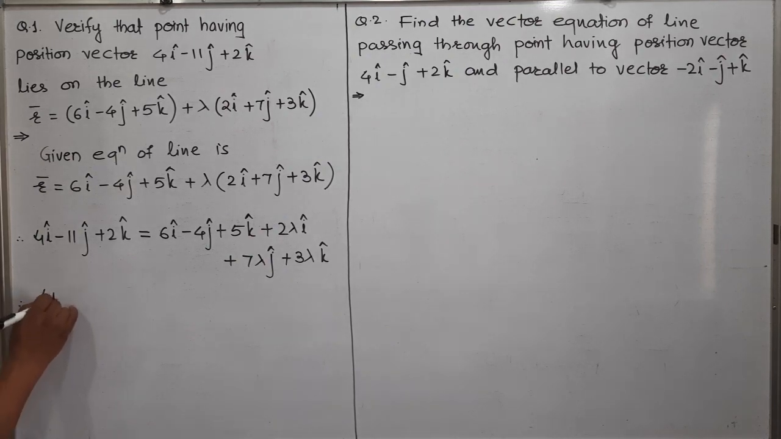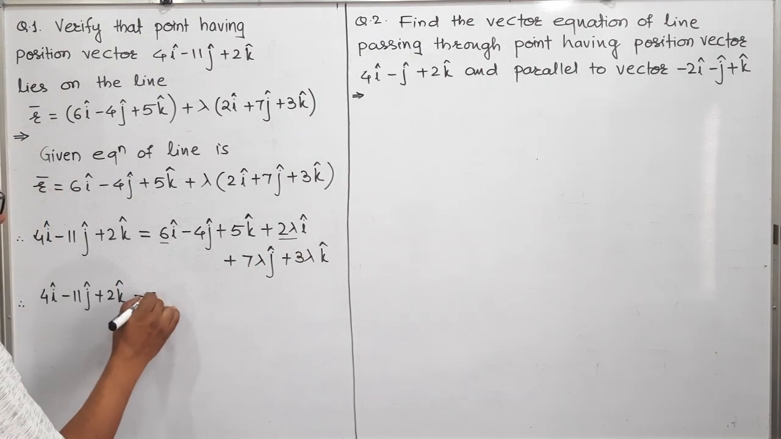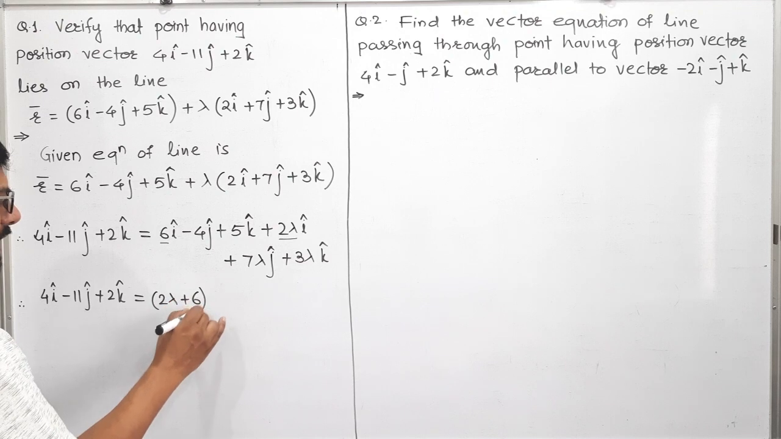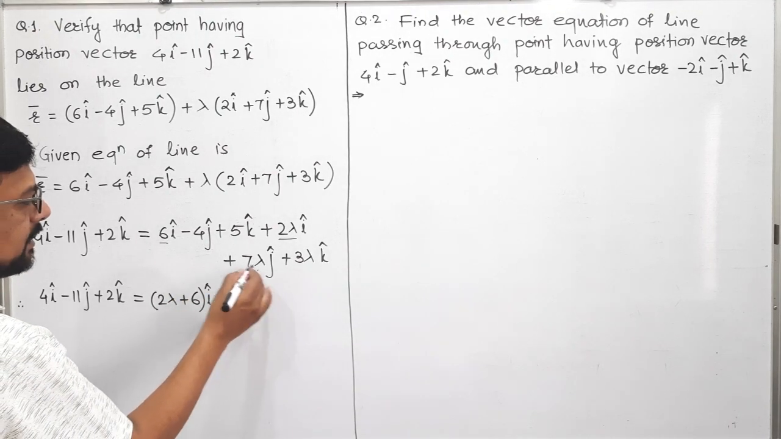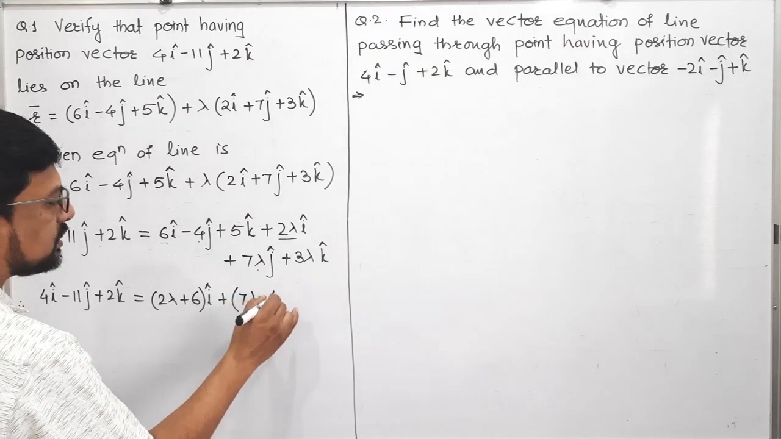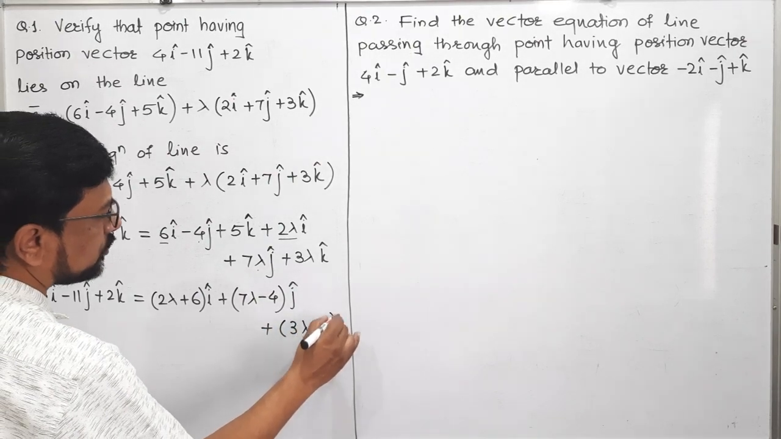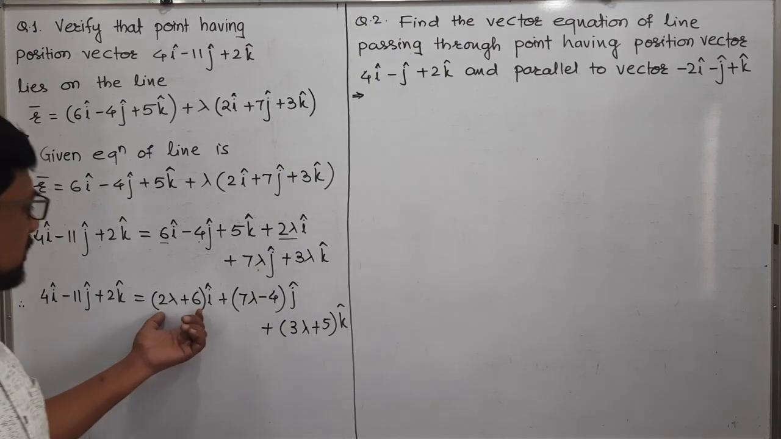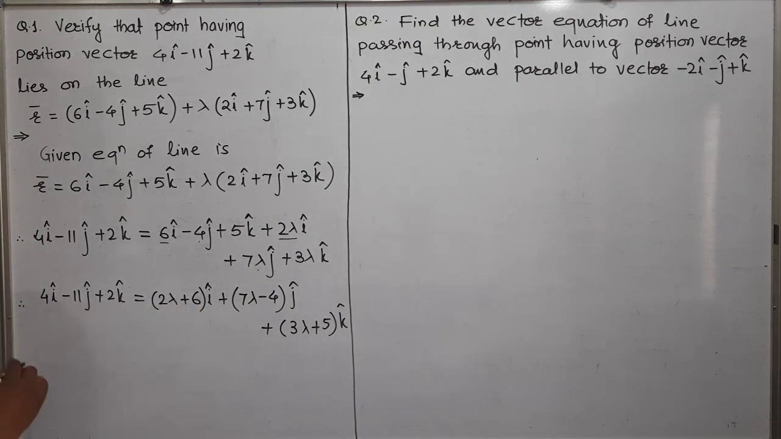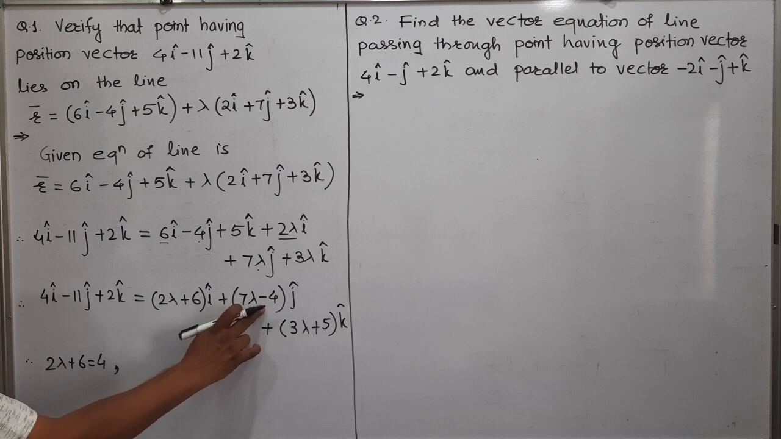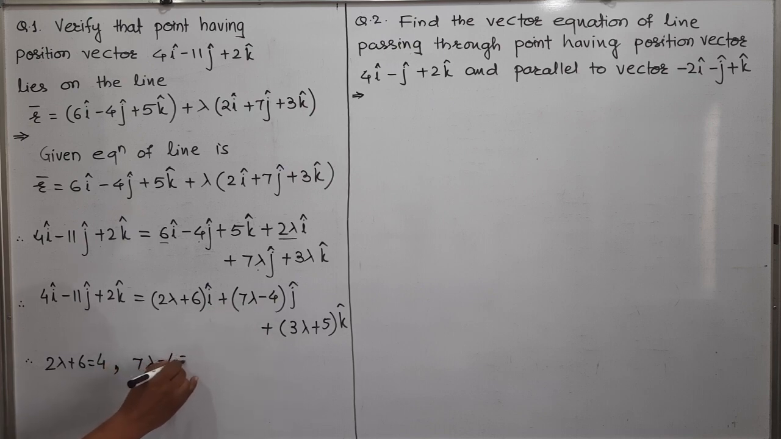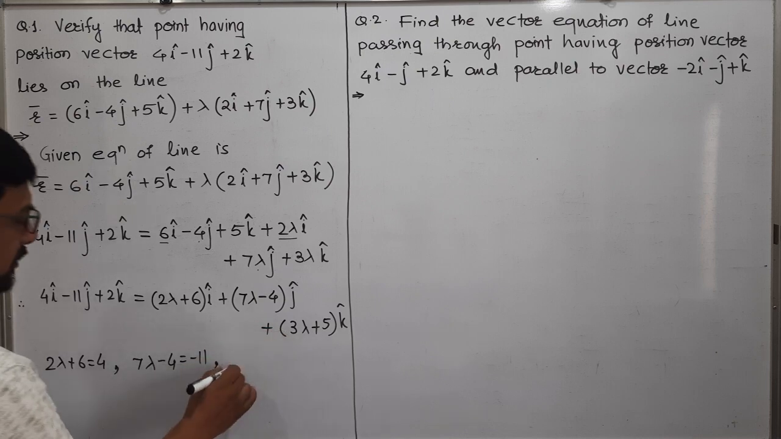Therefore 4i cap minus 11j cap plus 2k cap is equal to, now 2 lambda plus 6 into I cap, plus 7 lambda minus 4 into j cap, plus 3 lambda plus 5 into k cap. Now compare this coefficient of I cap with I cap. Therefore we have 2 lambda plus 6 is equal to 4. This 7 lambda minus 4 is equal to minus 11. And 3 lambda plus 5 is equal to 2.